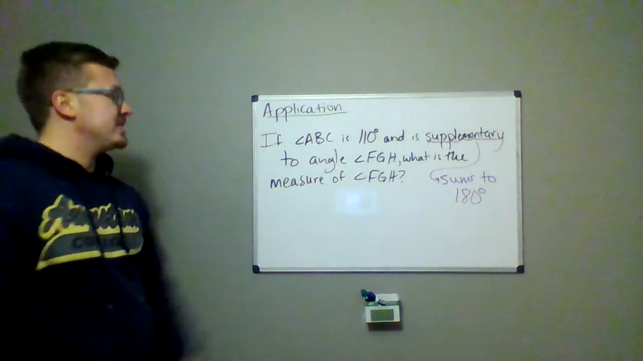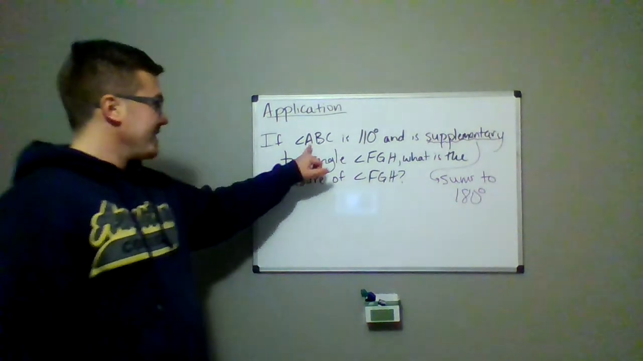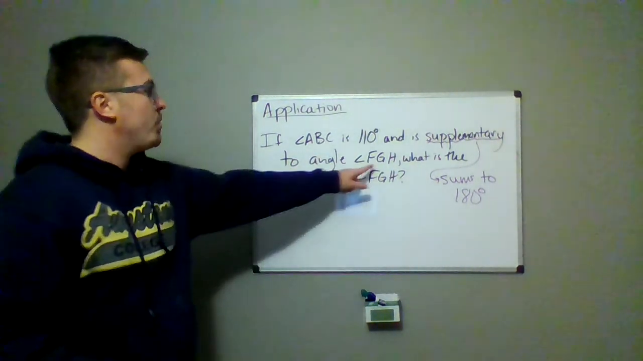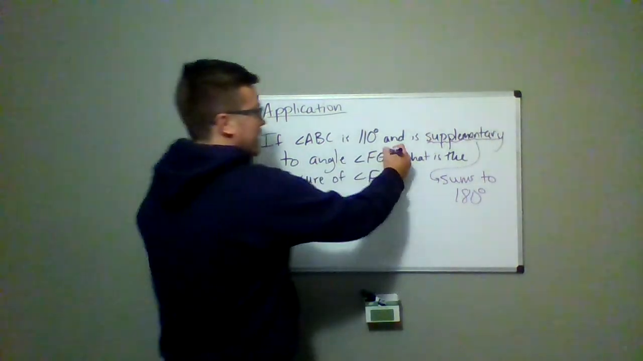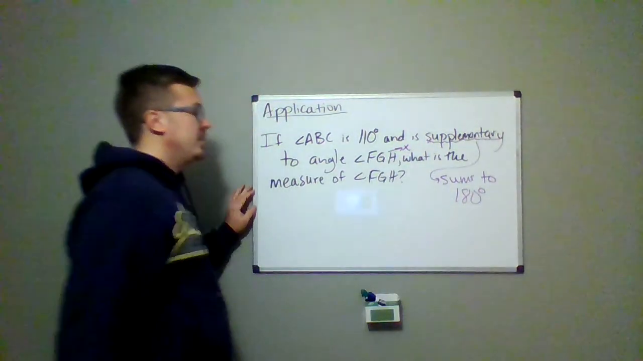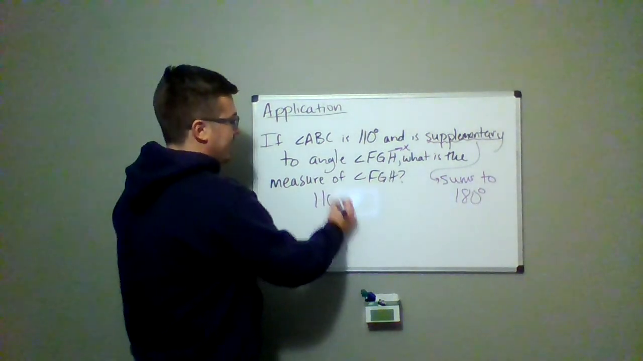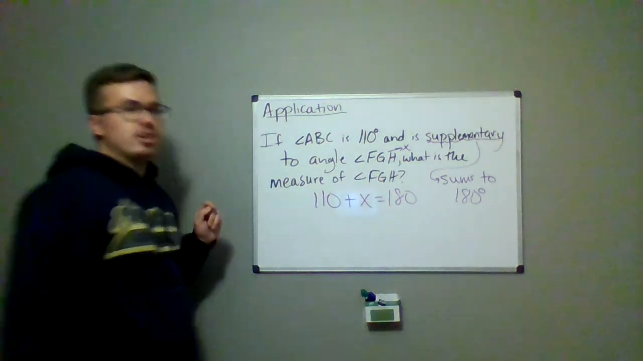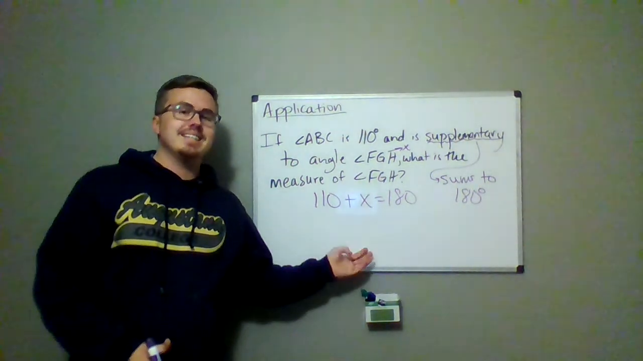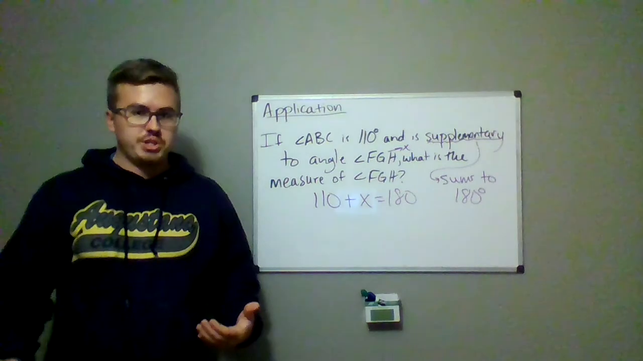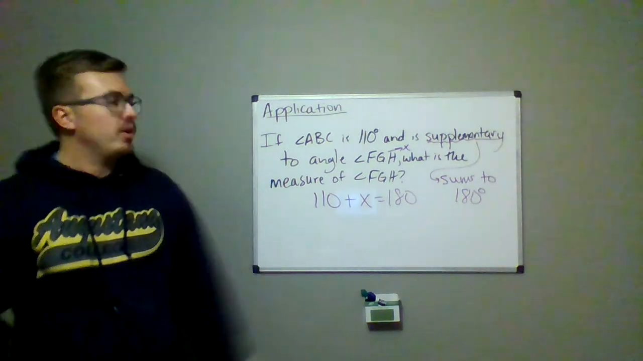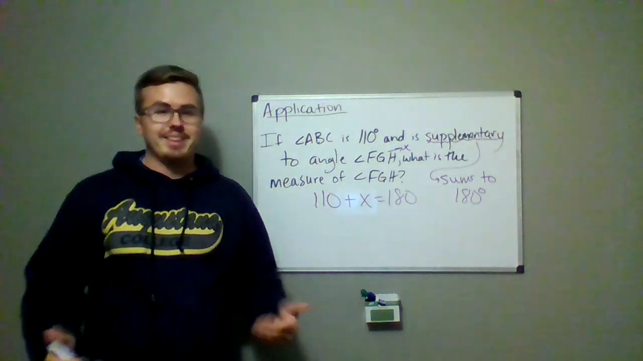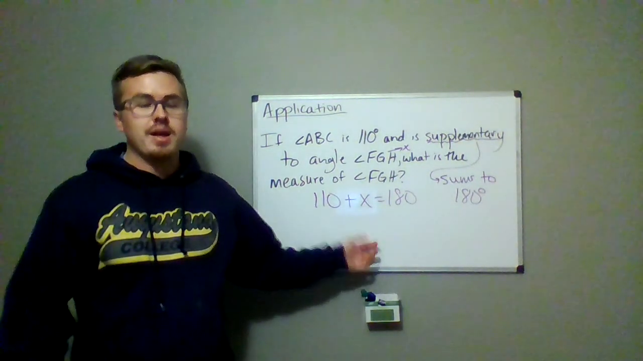So if ABC is 110 degrees and ABC and FGH sum to 180 degrees, well, we don't know what that angle is yet. So I'm going to call that X. And I'm going to say that 110 plus X has to equal 180 degrees. Now, this seems like an oversimplification. You're probably thinking to yourself, oh, I could have just done 180 minus 110. Yes, you are right. That's what we're going to do in the next step.